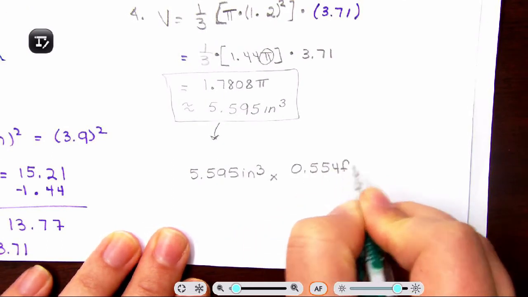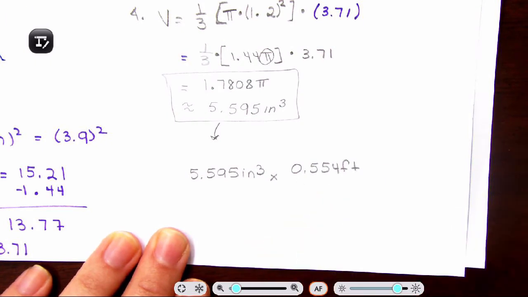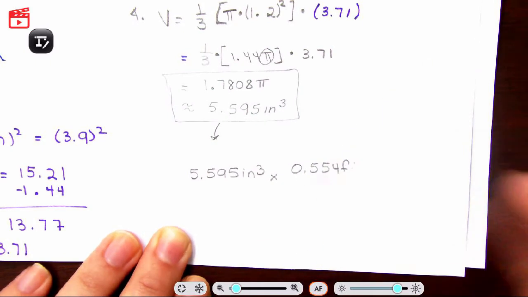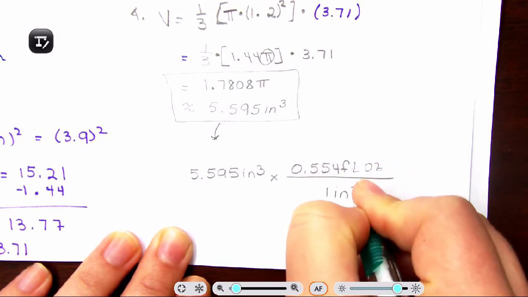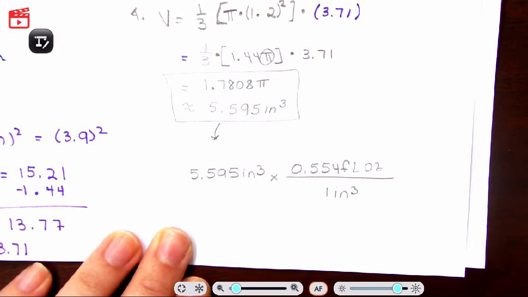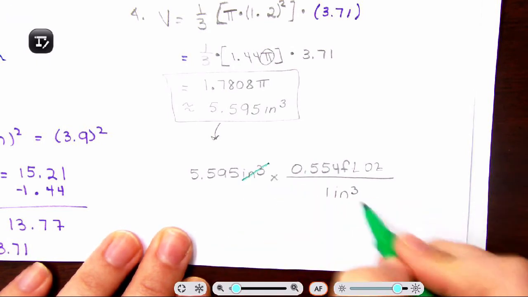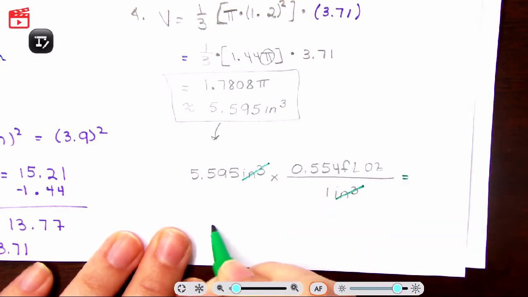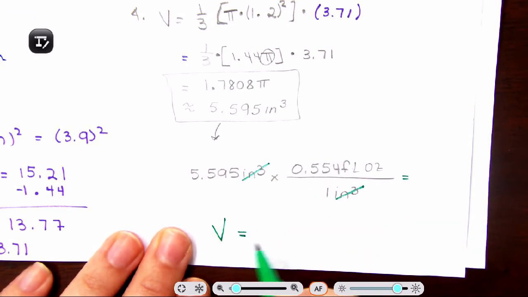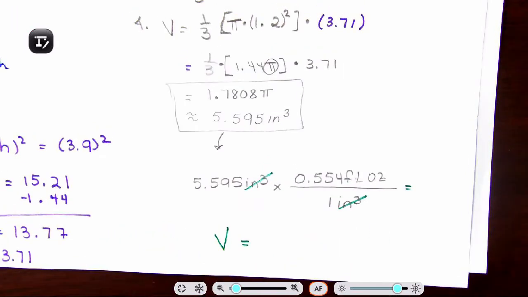If I want something fluid, that's an L, not a T, 1 inch cubed. So if I want fluid ounces, then I need fluid ounces on top. That way inches cubed can cross out and I can multiply across to get my final answer. Volume is equal to, let me do this real quick, 5.595 times 0.554.